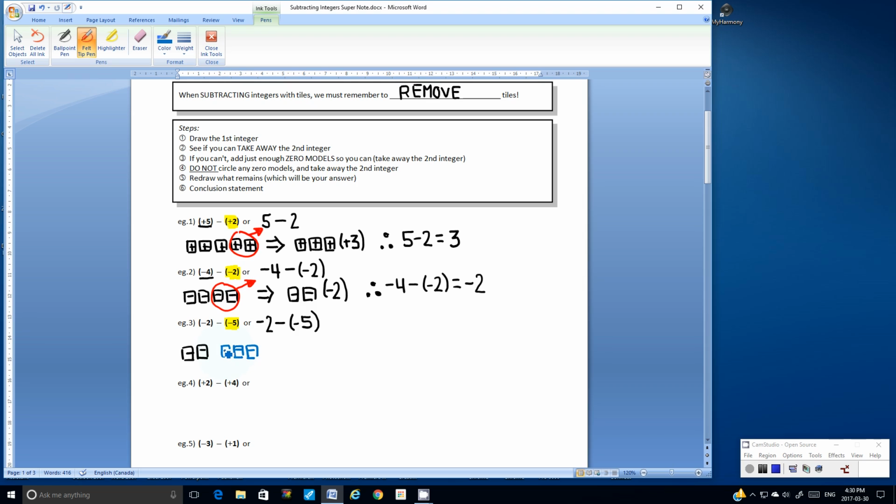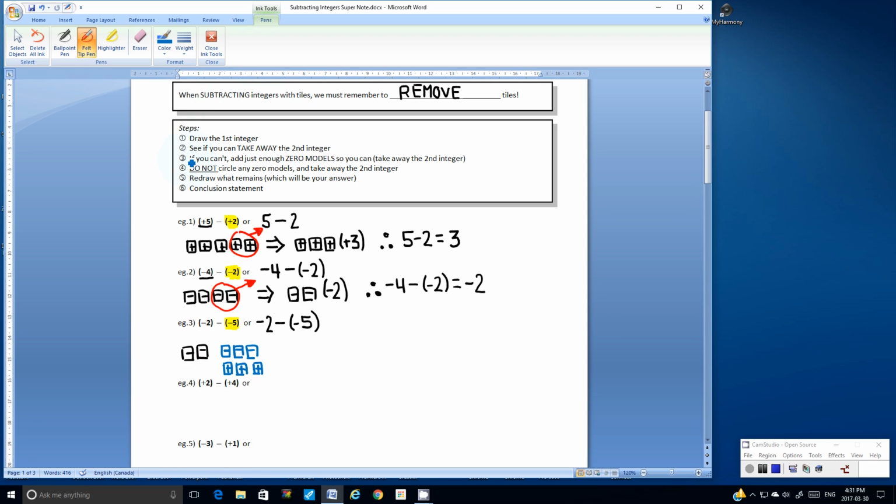Now I want to repeat why it's 3 negative tiles. Remember, I already have 2 negative tiles from our first integer. I have to ask myself, can I take away 5 negative tiles? Well, I only have 2 negative tiles, but if I add 3 negative tiles, that makes 5 negative tiles. Now, if I simply add 3 negative tiles, that changes this integer. So I also have to add 3 positive tiles, or 3 zero models.